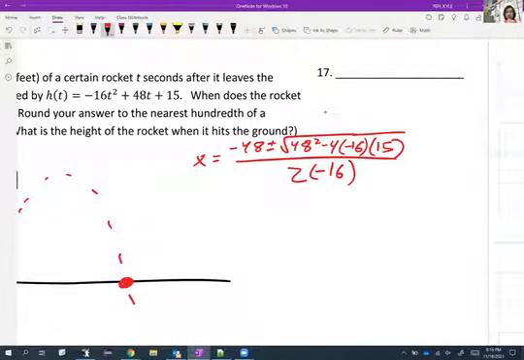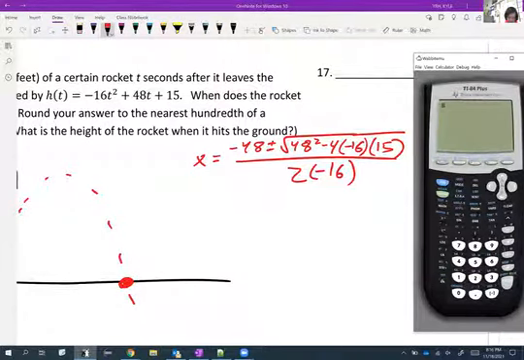I could absolutely plug that in, use my calculator, and solve. But I might just use my calculator directly in the graphing function. I might say, let's graph negative 16x squared plus 48x plus 15 and ask it to graph. You can't really see the full parabola because it goes up super high as rockets do, but it looks like it goes up and it comes down. And I think that coming down, hitting the ground, that's the 0 I want.